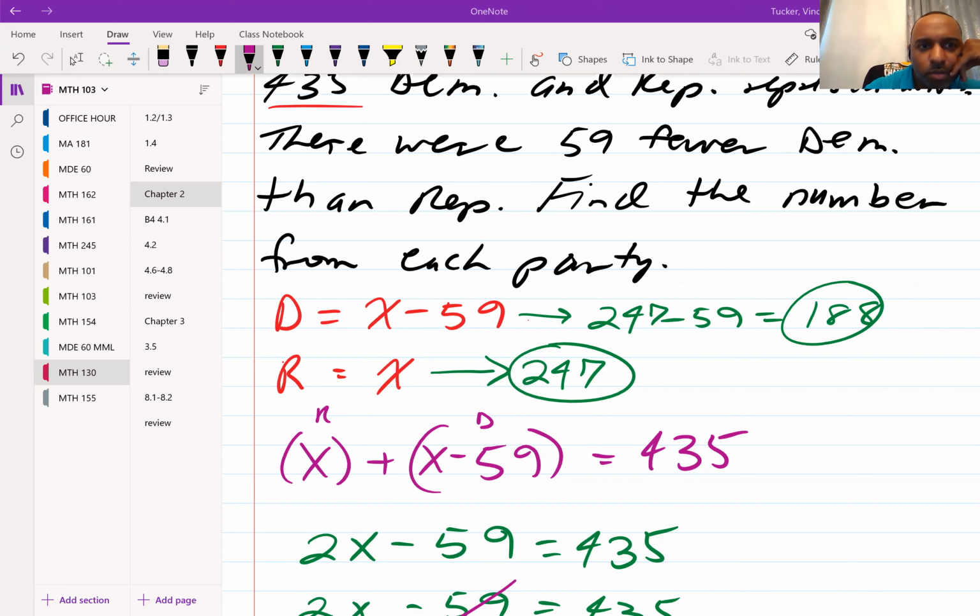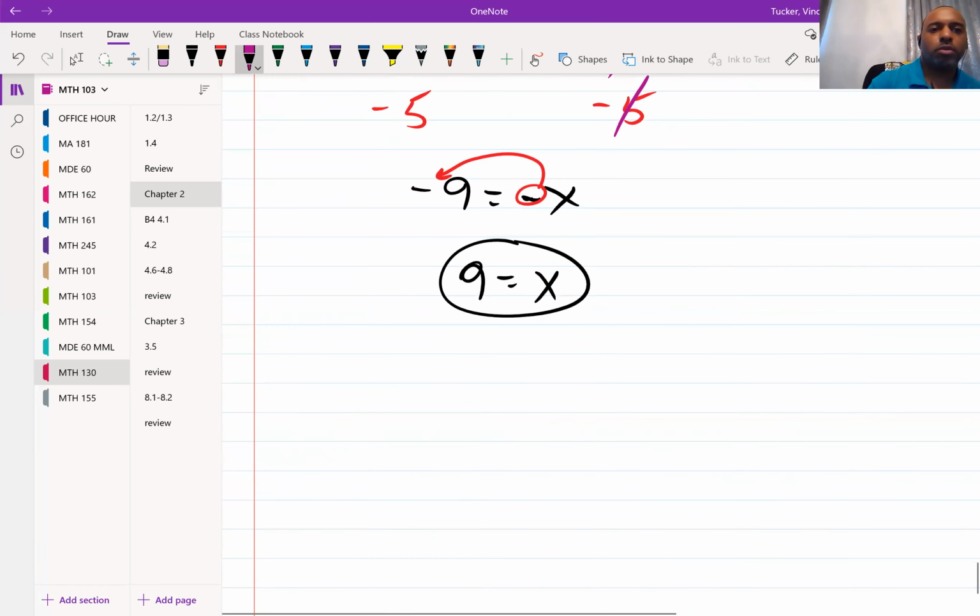Let's see if there's another good one. So we'll do one more. Okay, the larger angle measure one twice another small. Okay. All right, let's do one more here.